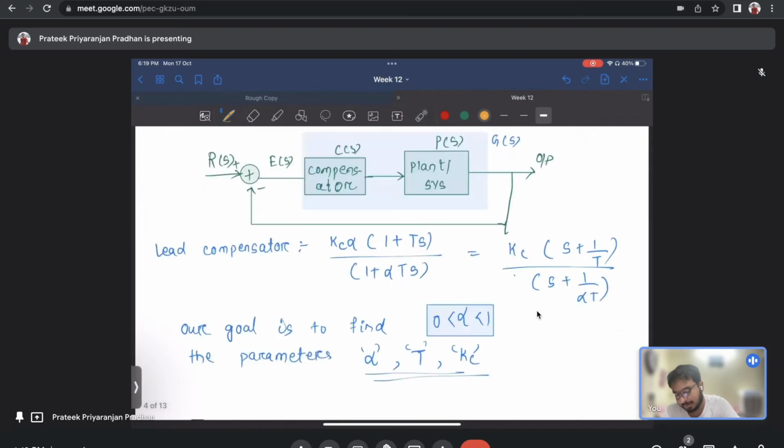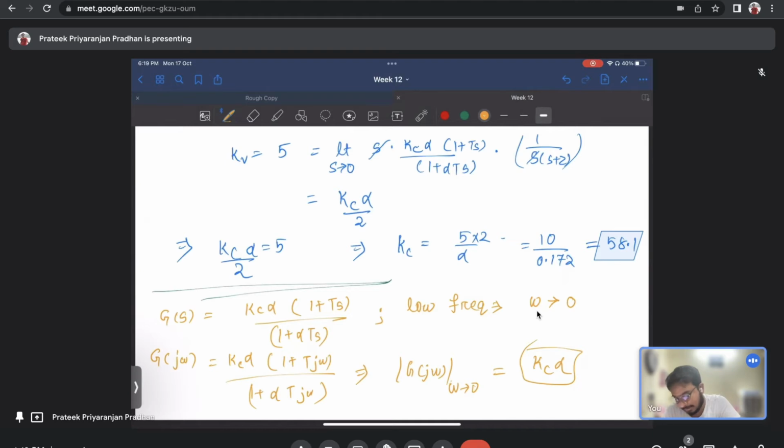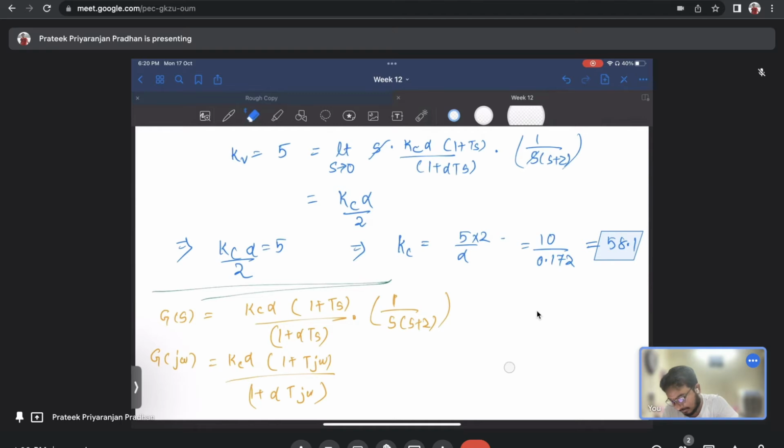What does the question say? What is the magnitude in dB? So the Kc alpha, we have calculated it. I'm sorry, I have done something wrong here. I have forgotten to include this part. The open loop transfer function means this 1 by s into (s plus 2) will also be there. That means here 1 by j omega into (j omega plus 2) will also be there.